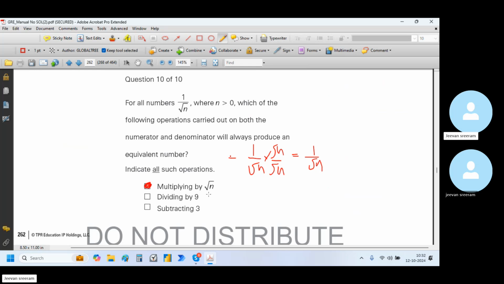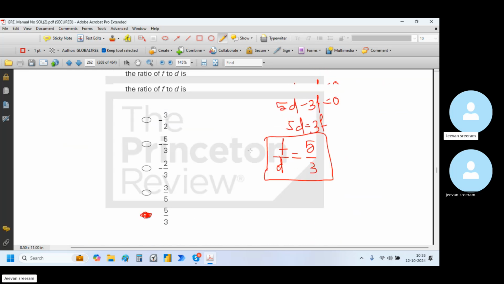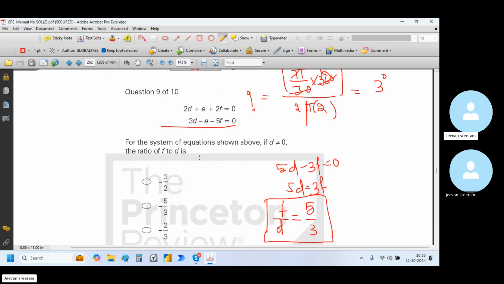So dividing by n, 1 by 9 root 2, yes, it can also give you the same value, but subtracting cannot. These two are the right options, right? Dividing as well, like 1 by 9, root 2 by 9. 9 gets cancelled, once again you will get the same 1 by root n, right? So everything is done in this lesson.